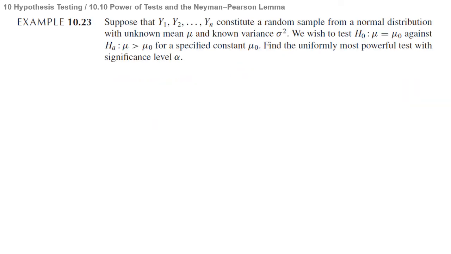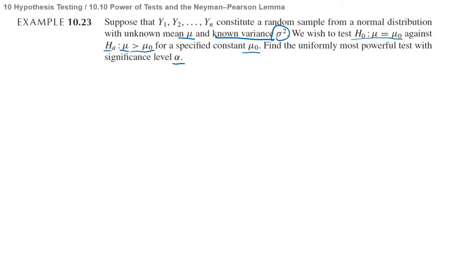Let's move on to example 10.23. Suppose that Y1 to Yn consists of a random sample from a normal distribution with unknown mean mu and known variance sigma squared. We wish to test H0: mu equals mu 0 against the alternative Ha: mu is greater than mu 0, for a specified constant mu 0. Find the uniformly most powerful test with significance level alpha.